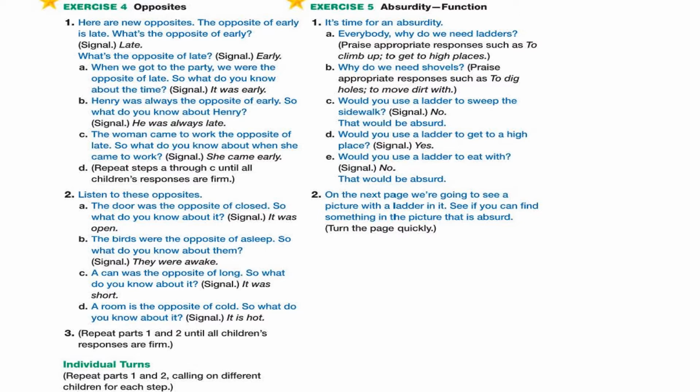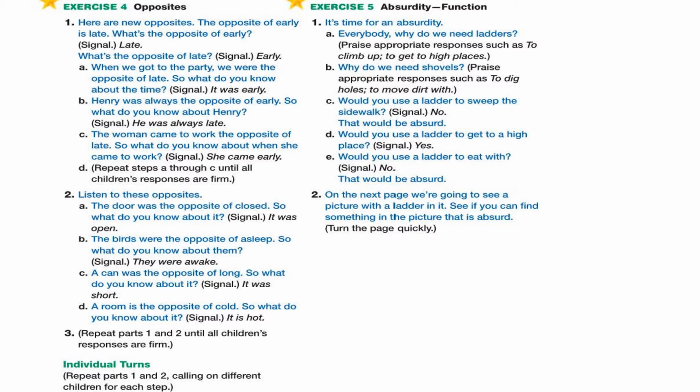When we got to the party, we were the opposite of late. So what do you know about the time? Get ready. Yes, it was early. Listen, Henry was always the opposite of early. So what do you know about Henry? Get ready. Yes, he was always late.